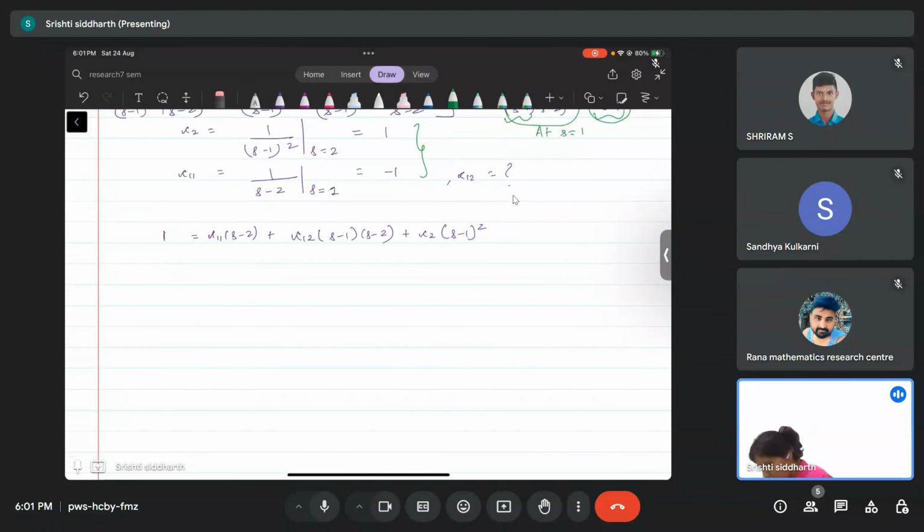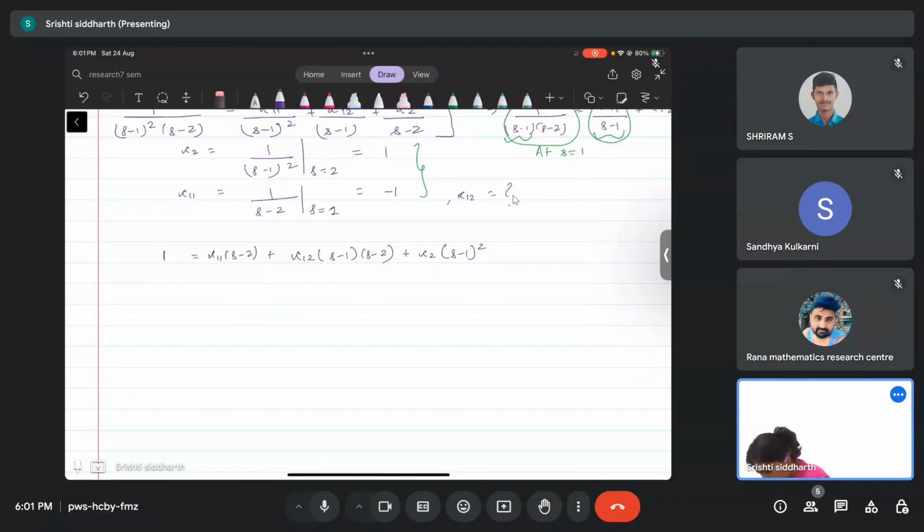Alright. So we already know what C2 and C11 are. So let's substitute those. Minus s is going to be minus (s minus 2) C12. We have s squared minus 2s minus s plus 2, and then we have 1 times (s minus 1) squared. Now let's just expand this. And we have minus s plus 2.